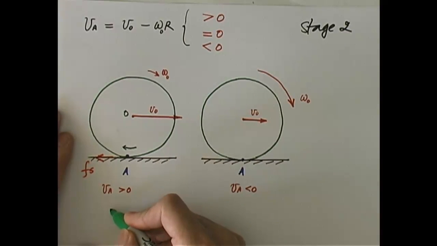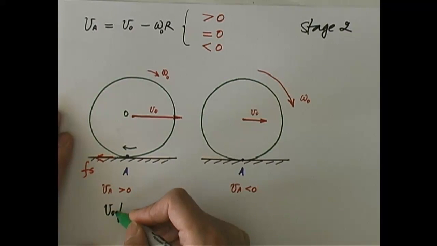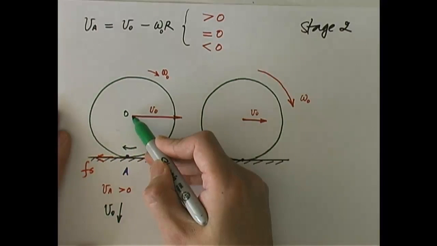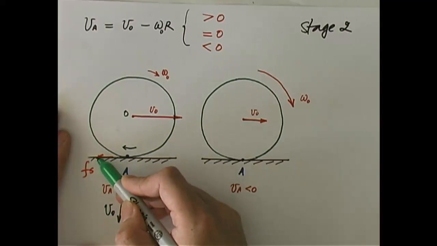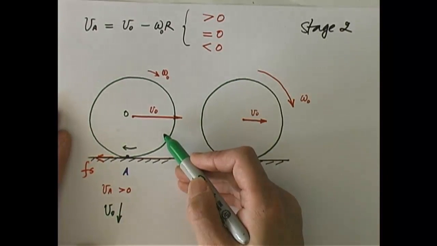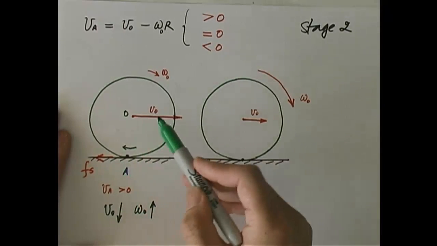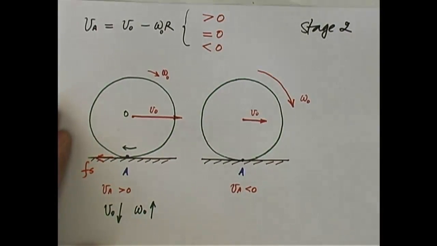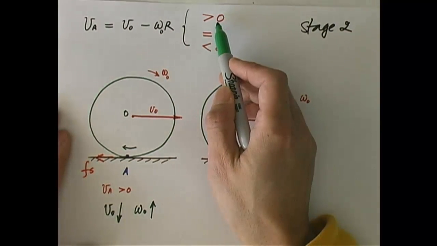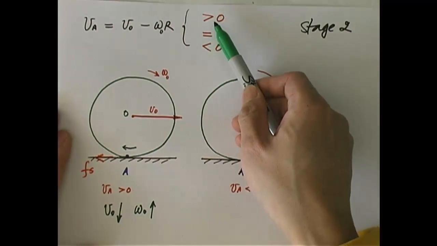So then VO will go down. As time passes, it is no longer as big as it was before. But what happens angularly? About the center of mass, you now have a friction going this way. It's going to cause a clockwise torque, which means omega O is going to go up. So this force slows down linear motion, but speeds up the rotation. Remember, you started with VO greater than omega O times R. That's why VA is greater than 0. So VO is going to go down, omega is going to go up. Eventually, it's not positive anymore. It becomes smaller and smaller, eventually becoming 0.